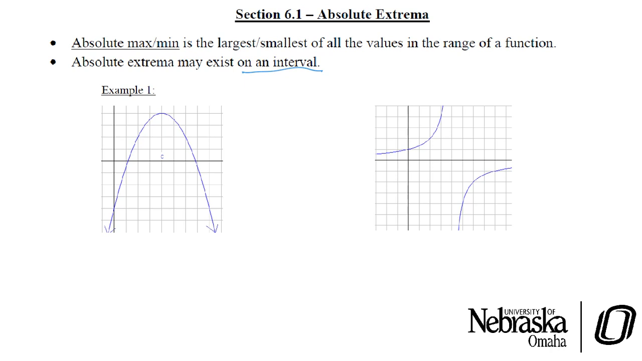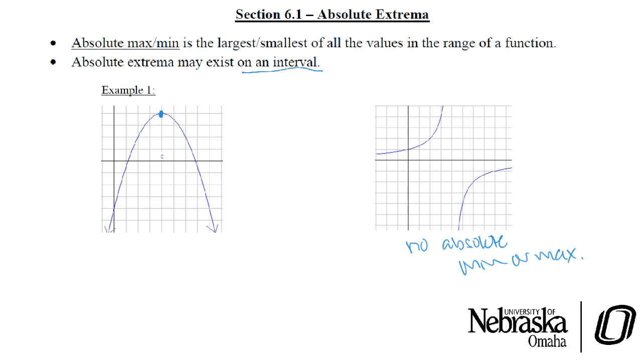So in the first image here, we have an absolute maximum at the top of this parabola. At the very top point, there is no point higher than that. Now, we don't have an absolute minimum because both ends are going to negative infinity. So there is no absolute minimum. The right graph, there's no absolute min or max because they go on forever in both directions.